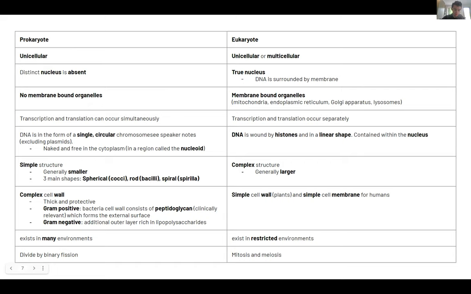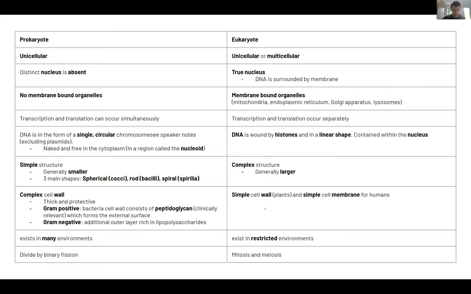A gram-positive bacteria has a cell wall that consists of peptidoglycan, which forms the external surface. Picture this coming up. Gram-negative has an outer layer rich in lipopolysaccharides. Whereas a eukaryote, as you will know, has a simple cell wall and simple cell membranes: cell wall for plants, cell membrane for humans.